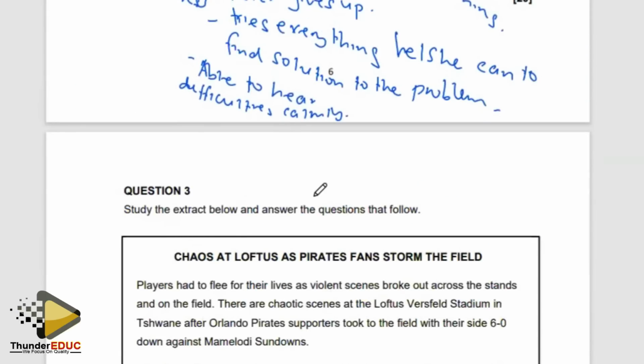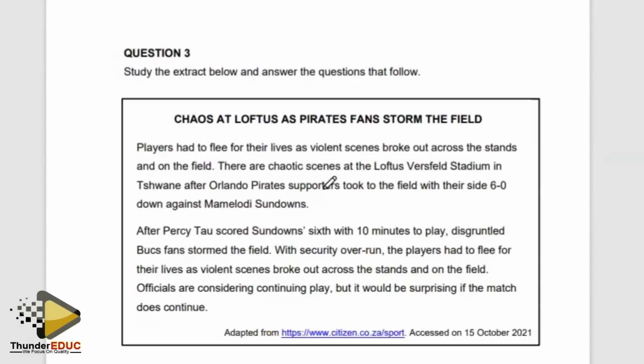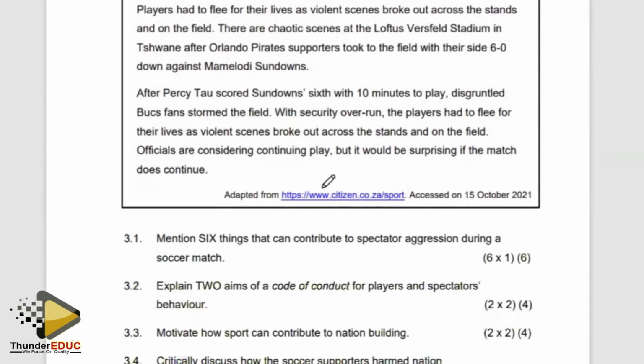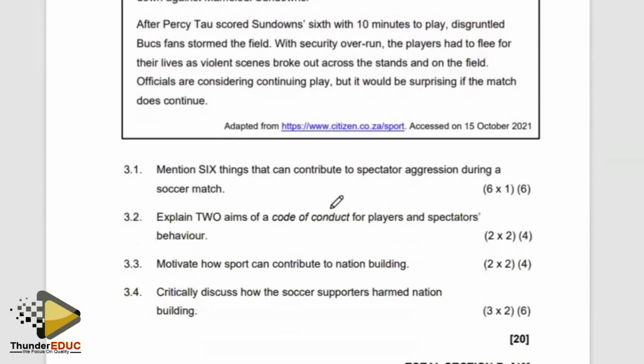Study the extract below and answer the questions that follow. The extract is about chaos at Loftus as Pirates fans storm the field. Right. Mention 6 things that can contribute to spectator aggression during a soccer match. We talked about expensive tickets. You talk about only one entrance.